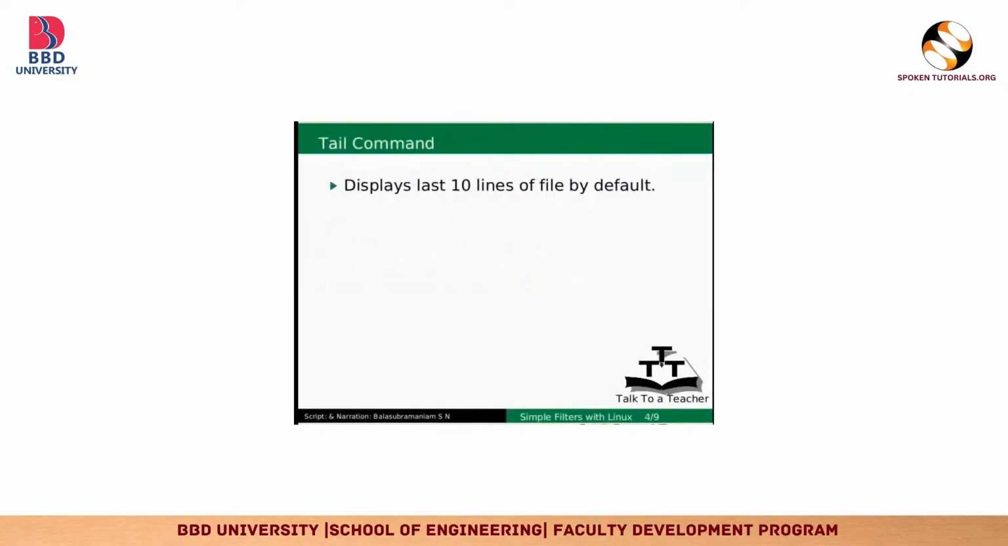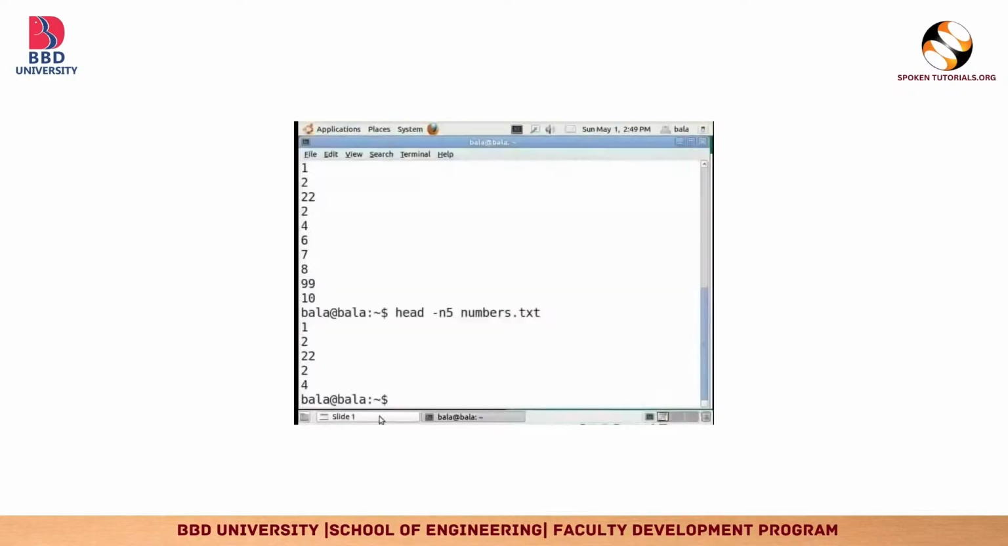The tail command works exactly opposite to the head command. It displays the last 10 lines of a file by default. I am hitting on Alt and Tab to switch to the terminal. Tail numbers.txt. If we want to see just the last 5 lines, use the option -n5 in between the tail command and the file name. -n5, enter. Switch to slides.